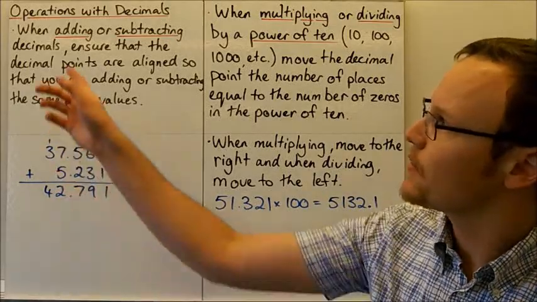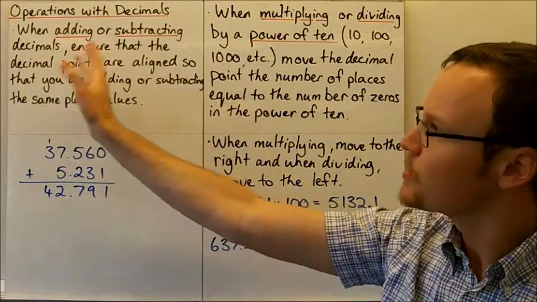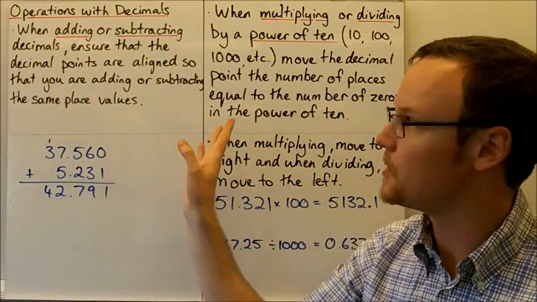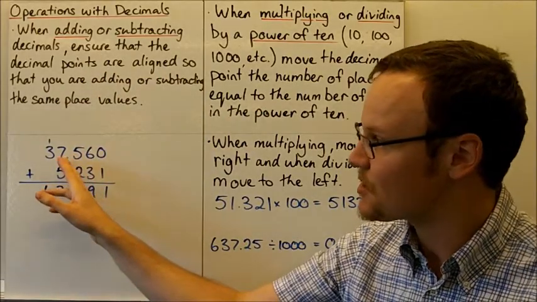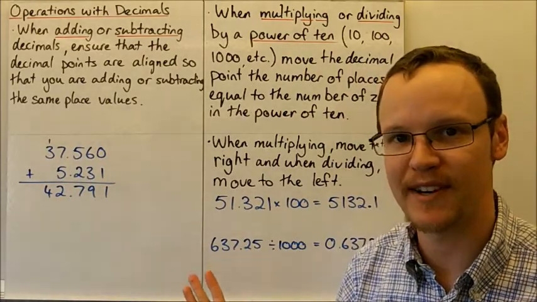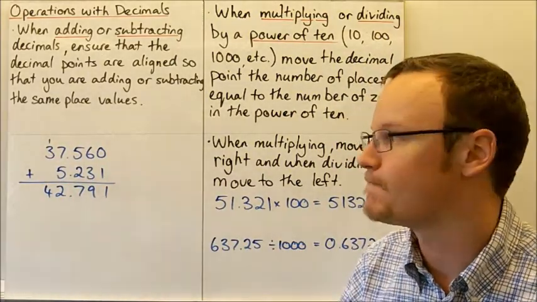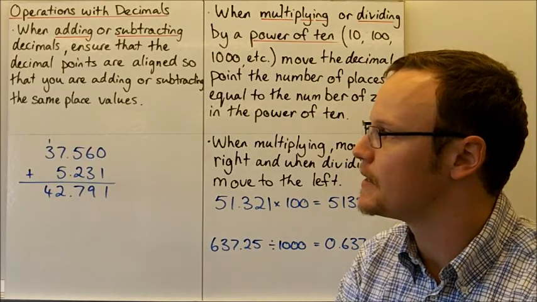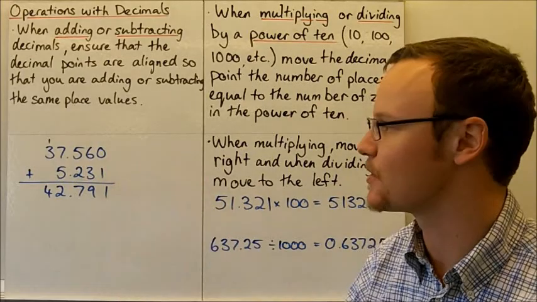Today we're going to look at operations with decimals. When adding or subtracting decimals, ensure that the decimal points are aligned so that you are adding and subtracting the same place values. If the decimal point is moved differently, you'll be adding different place values, and it'll be adding two things that don't have the same place value. So it'll be like adding apples and oranges.